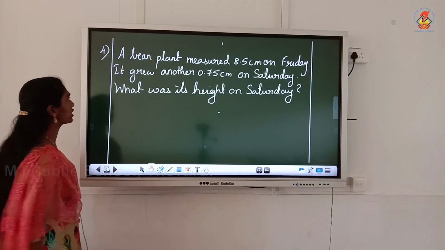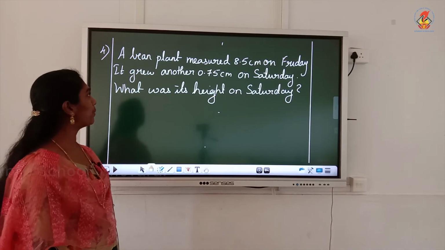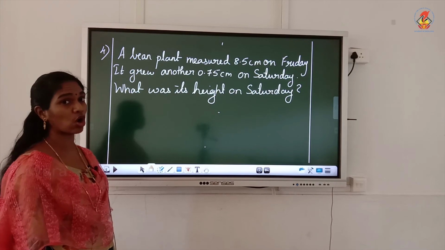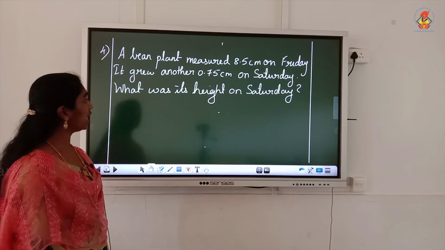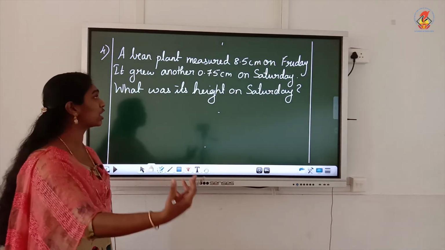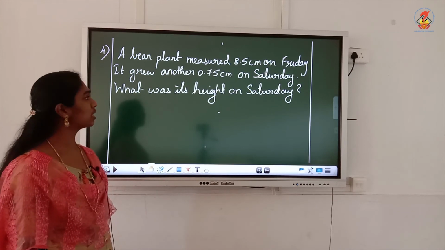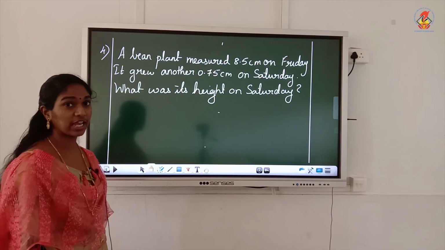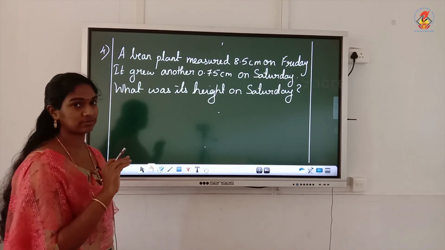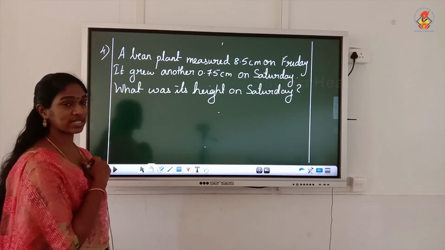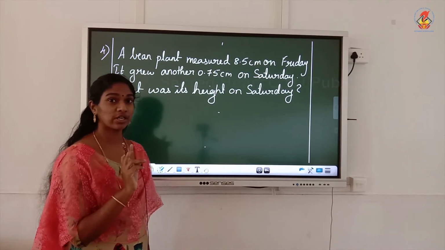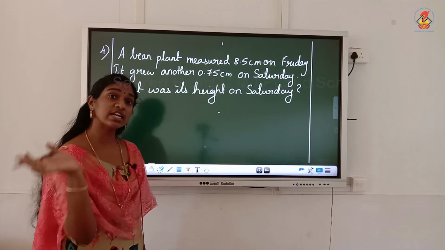Now, next question. A bean plant measured 8.5 centimeter on Friday. It grew another 0.75 centimeter on Saturday. So, what is the question? What was its height on Saturday?